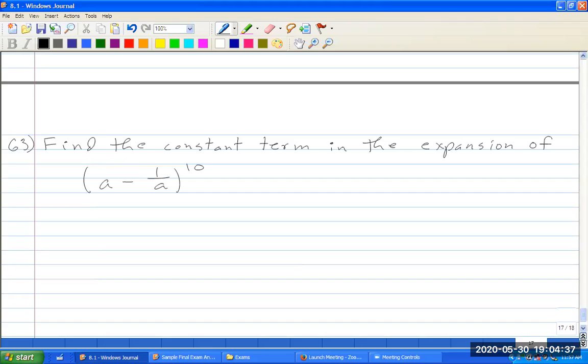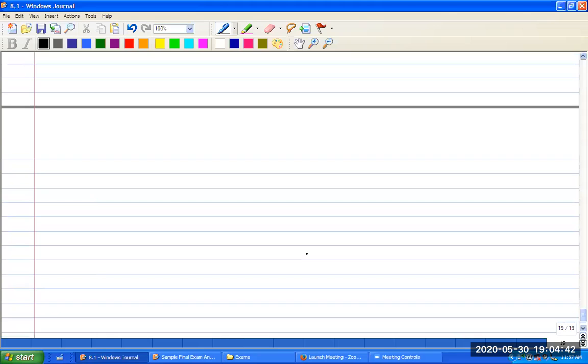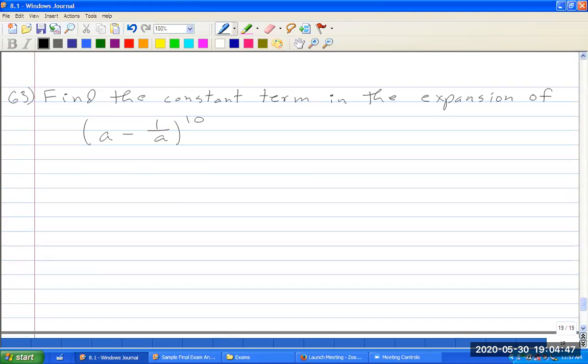63. So let me do problem 63. Find the constant term in the expansion of a minus 1 over a to the power 10. Okay, so let's do that. Recall that in the binomial expansion, every term looks something like this: a to the n minus k, b to the k.